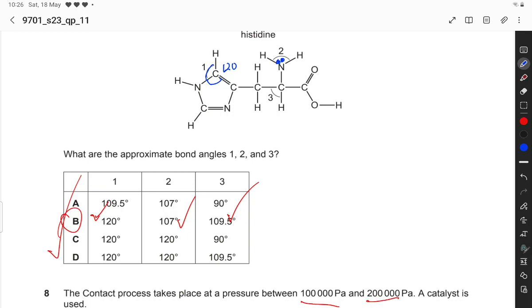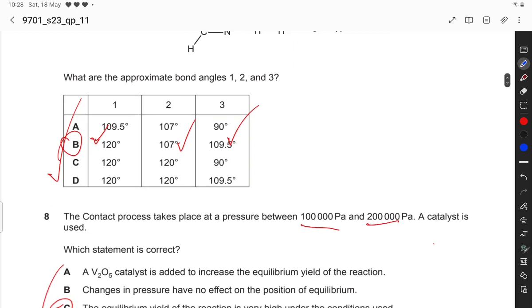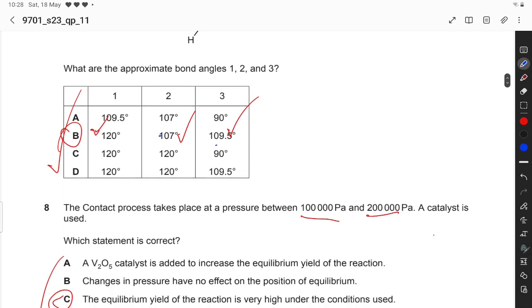planar structure. And the shape of ammonia is trigonal pyramidal, and the bond angle is 107 degrees. And similarly this carbon is surrounded by 4 different atoms, so the shape is tetrahedral and the bond angle is 109.5. So that's why option B is correct: 120, 107, 109.5.